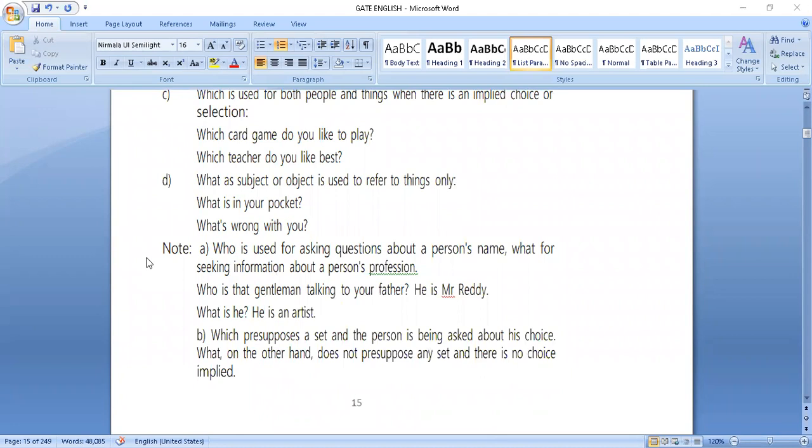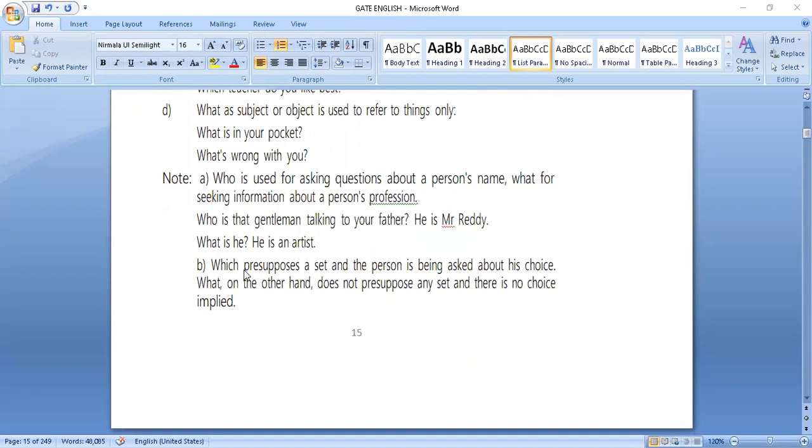Now, note. Who is used for asking questions about a person's name. What is used for seeking information about a person's profession. Who is that gentleman talking to your father? He is Mr. Reddy. What is he? He is an artist.